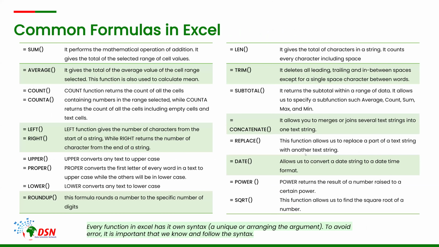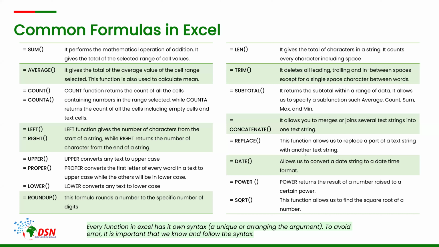So these are the basic formulas that I will be talking about today. The sum: what does it do? It performs the mathematical operation of addition and gives the total of the selected range of cell values. Average, just take note of them. After this section, we are going to do some exercises, so we are going to learn some of them. The average gives the average value within the range. We know what average is.